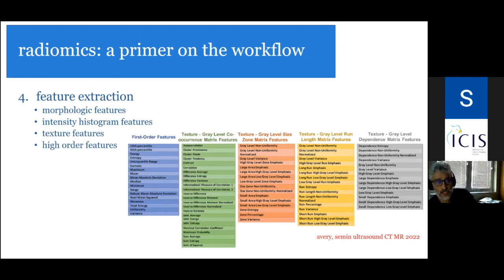The fourth step is feature extraction. The number of features that may be extracted from images is vast. Here you have one of the most common classifications of the different features that may be obtained with radiomic analysis. And this scheme from the literature just represents the first order features and texture related features, just to give you an idea of the wide amount of data that we can get from images.